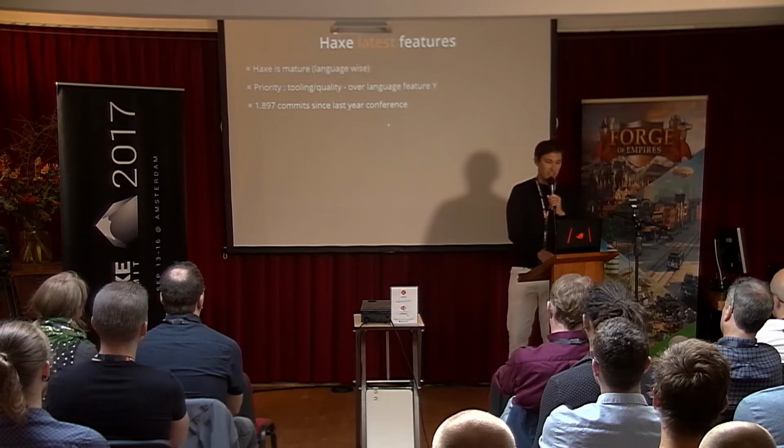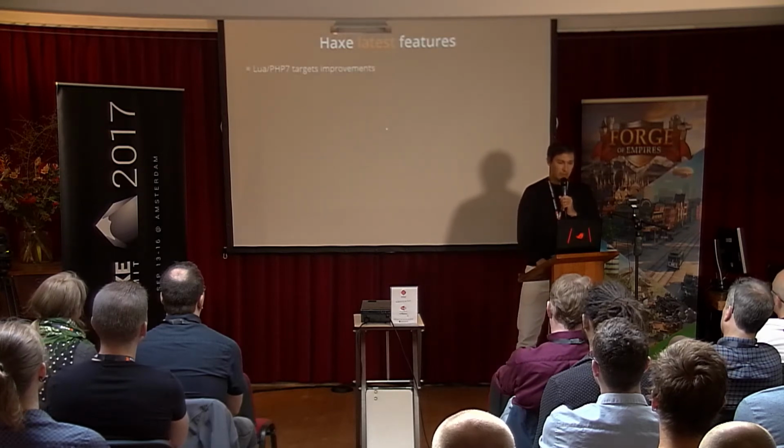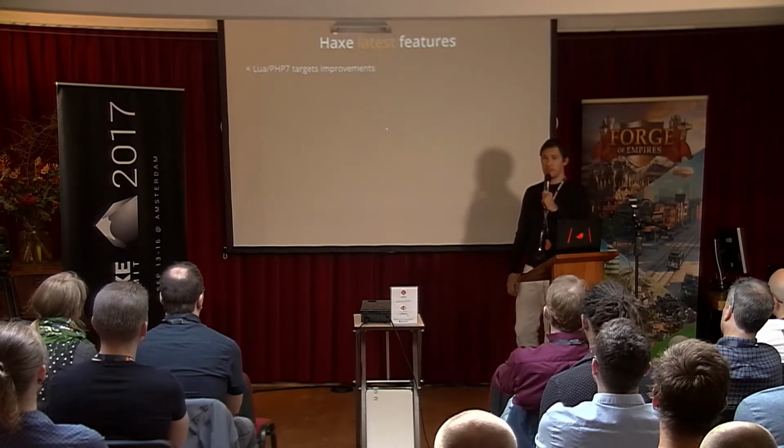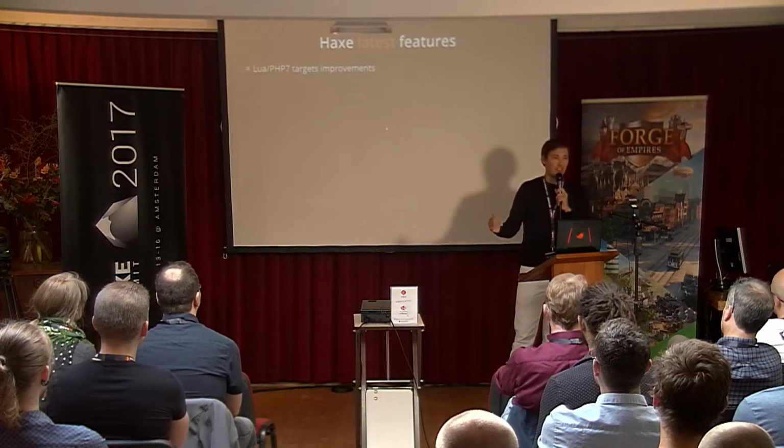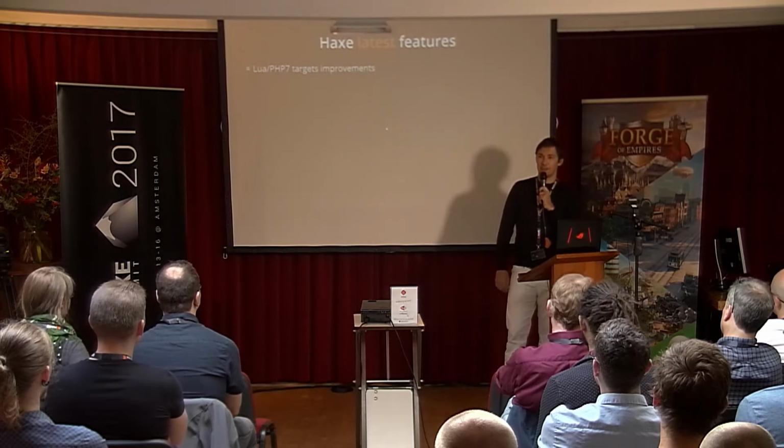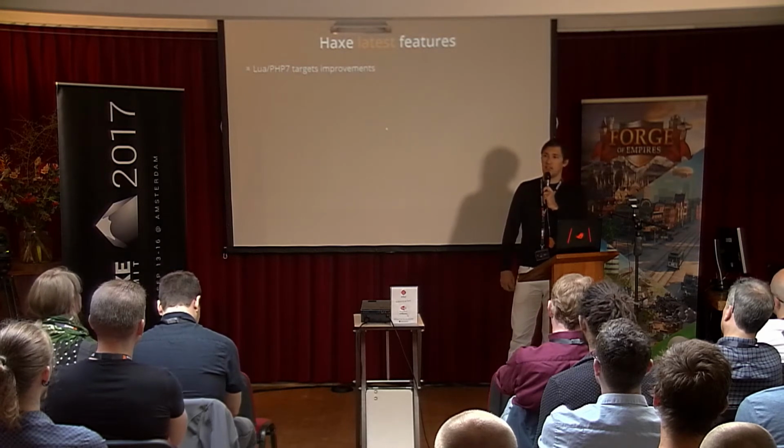We've had almost 2,000 commits since last year's conference, and there's been a lot of work on the Lua and PHP 7 targets. When a new target gets added to Haxe, it has to pass all the unit tests, and that's already quite a lot of quite tricky unit tests. Then, when people have real world code, or we want to improve the code output or the performance, we just start fixing more and more things. So these two targets, released in 3.3 and 3.4, have been tremendously improved in the past year.